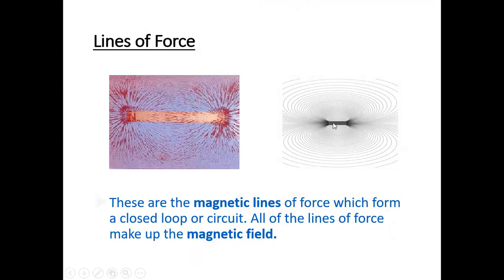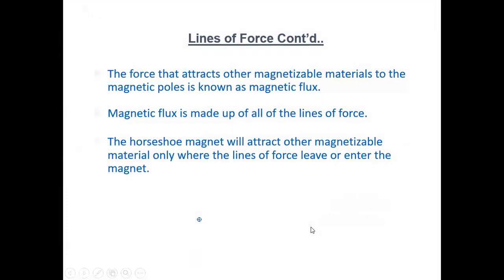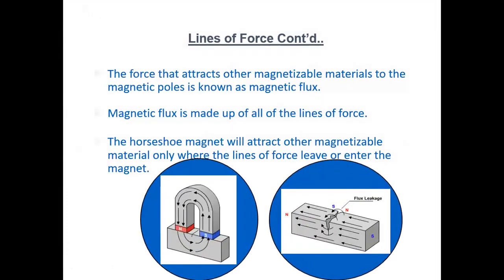The leaving and entering areas are the poles, north and south poles. These are the magnetic lines of force, which form a closed loop or circuit. All the lines of force make up the magnetic field. Magnetic field means it is the sum of the lines of force.